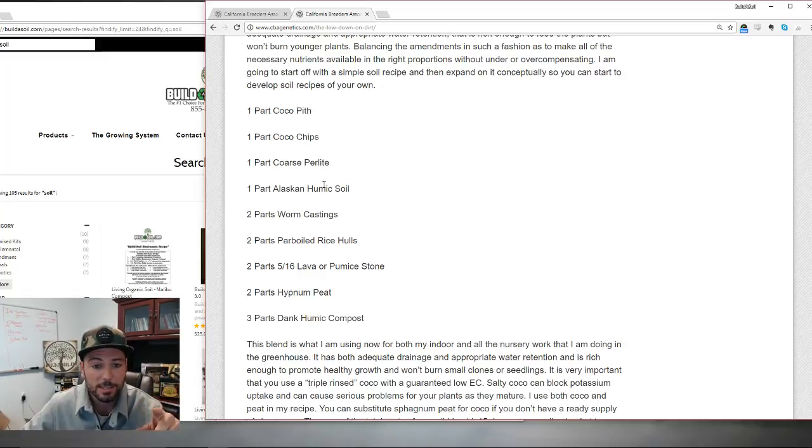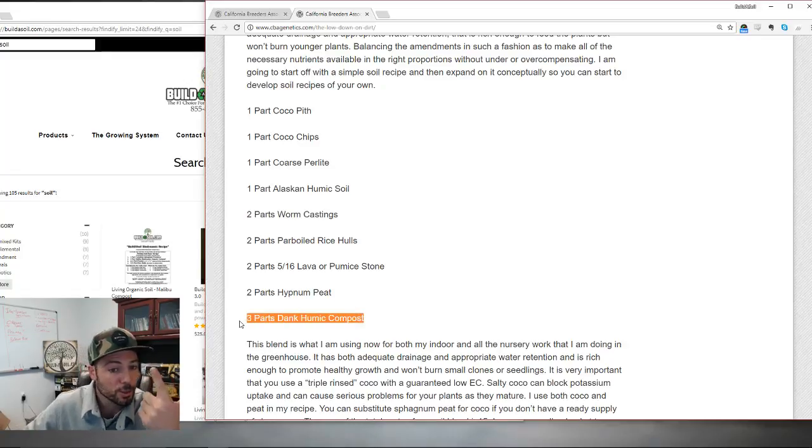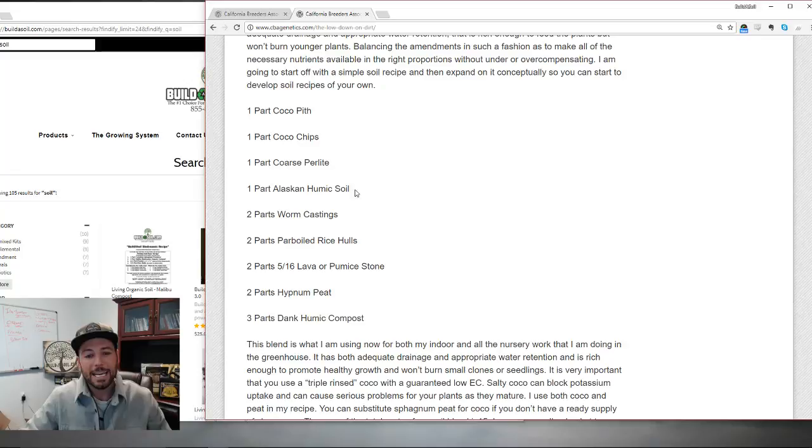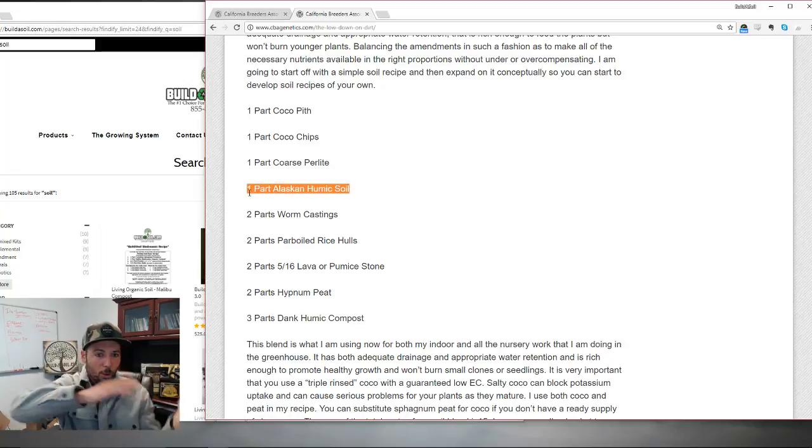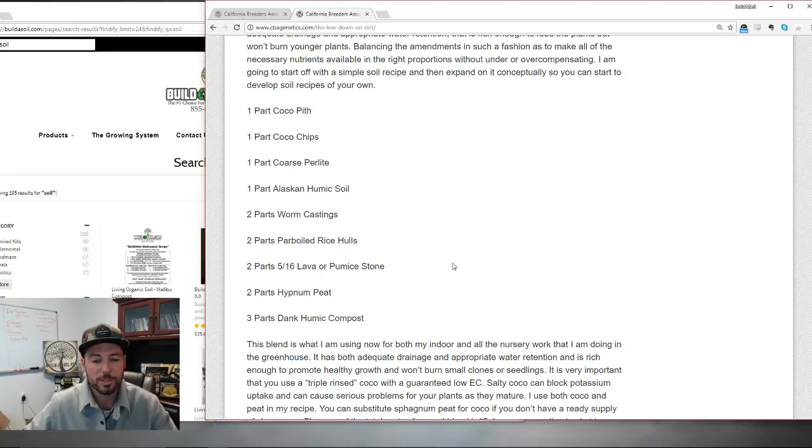So let's see where that is. Okay, let's see. 2 parts castings, 3 parts of the dank humic compost. That's another 5 parts, and that's all the compost. You could kind of call this humic soil compost or cocoa peat moss. That one kind of goes in the middle. So depending on how you count your math, he might have a little more compost than everything else.